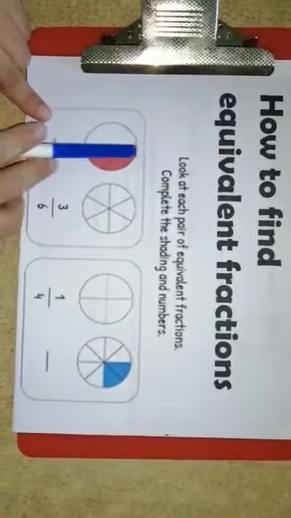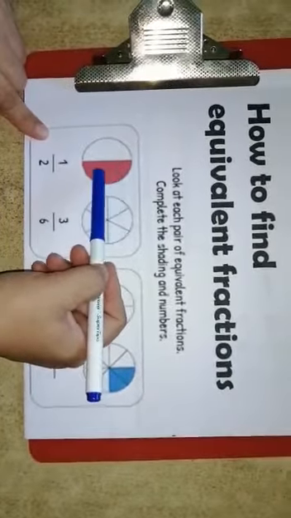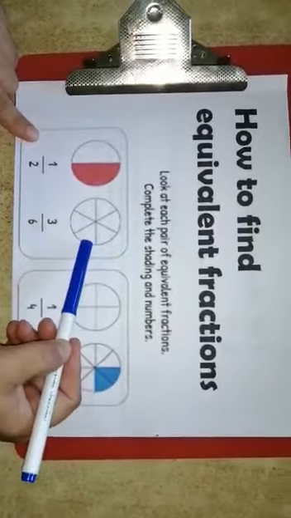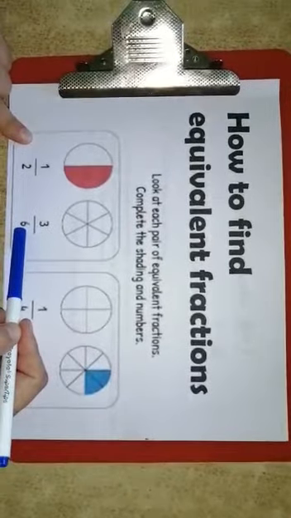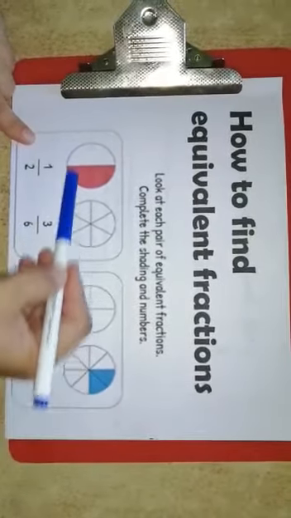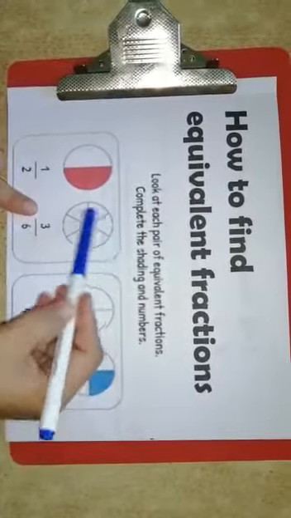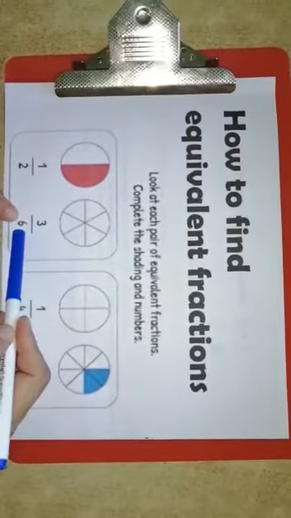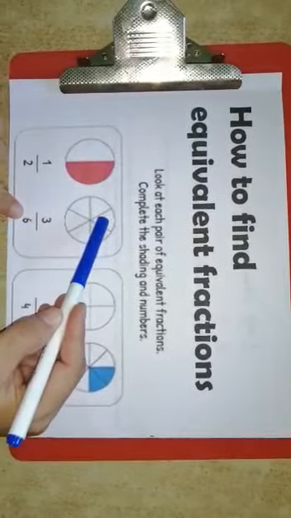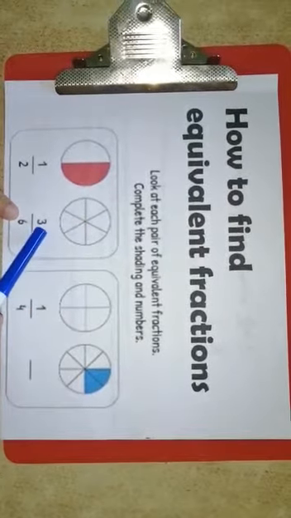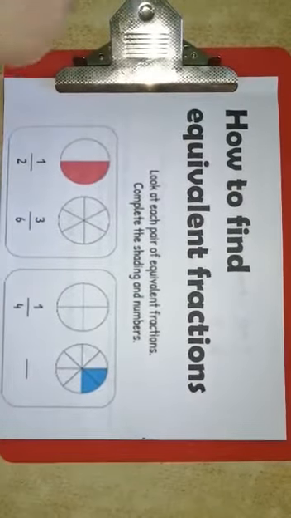The figure has been divided into two equal parts. One part is shaded. Now we have the equivalent fraction 3/6. We are going to compare them and we will see if this is true. It says that the shape is divided into 6 equal parts. 1, 2, 3, 4, 5, 6. Now it says that 3 equal parts are shaded.